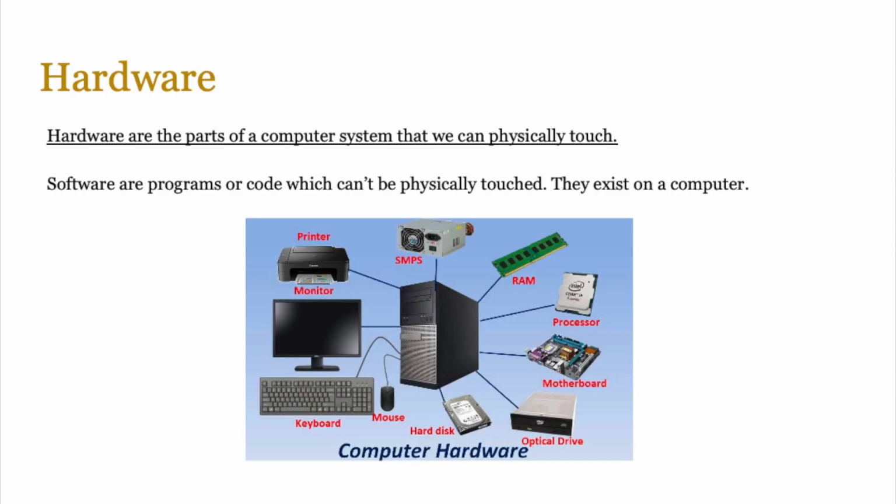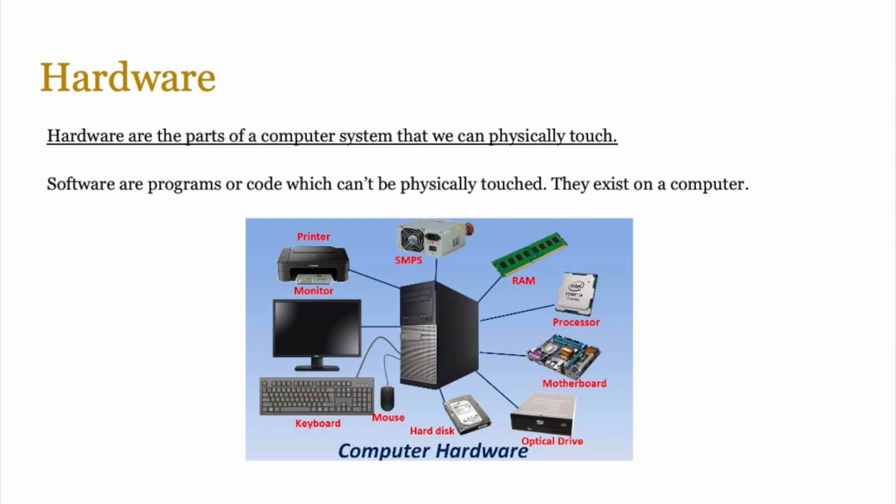Let's start by looking at what hardware actually is, though. A lot of the time, I find that students don't really understand what the term hardware actually implies. They know vaguely what it is, but there's some confusion between hardware and software. Hardware are the parts of a computer system that we can physically touch. If you can touch that particular part, you can hold it in your hands, that's basically a hardware device.